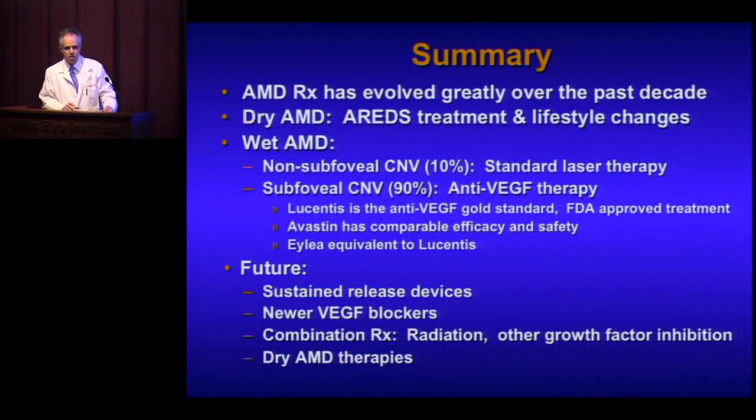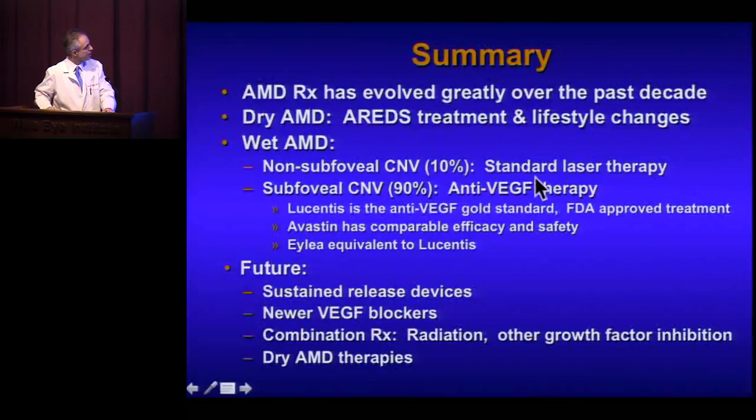For dry AMD, there's not a lot to do right now that's different than what we've been doing for the past 10 years. It's all about the AREDS 1 vitamin supplementation and some lifestyle modifications, counseling, disease monitoring. And that's both what we do and for the patient at home, especially the high-risk patient. But for wet AMD, there's been huge changes.